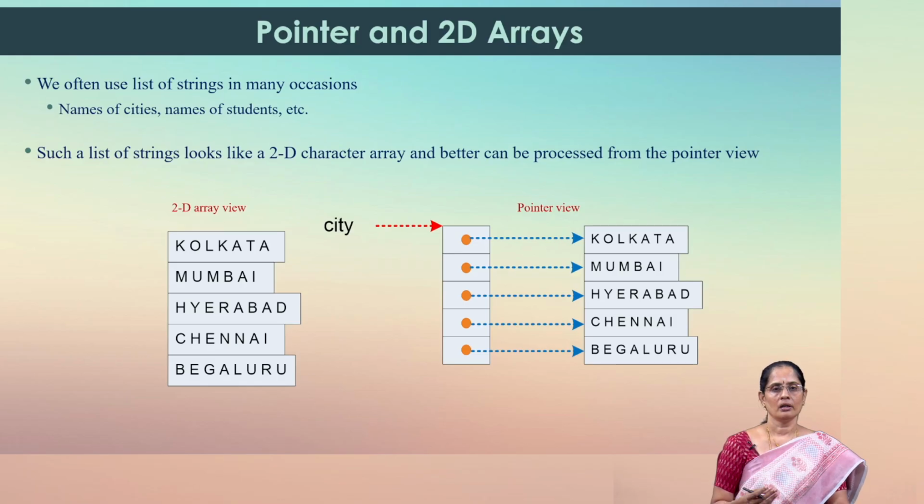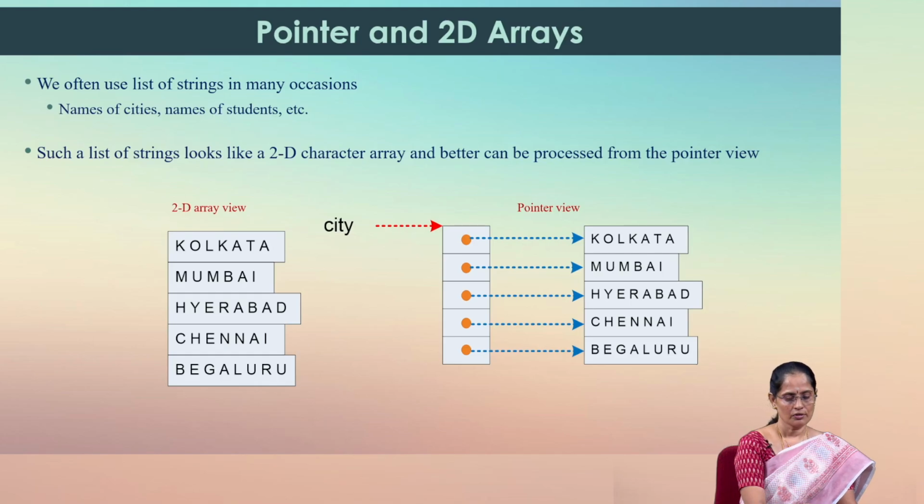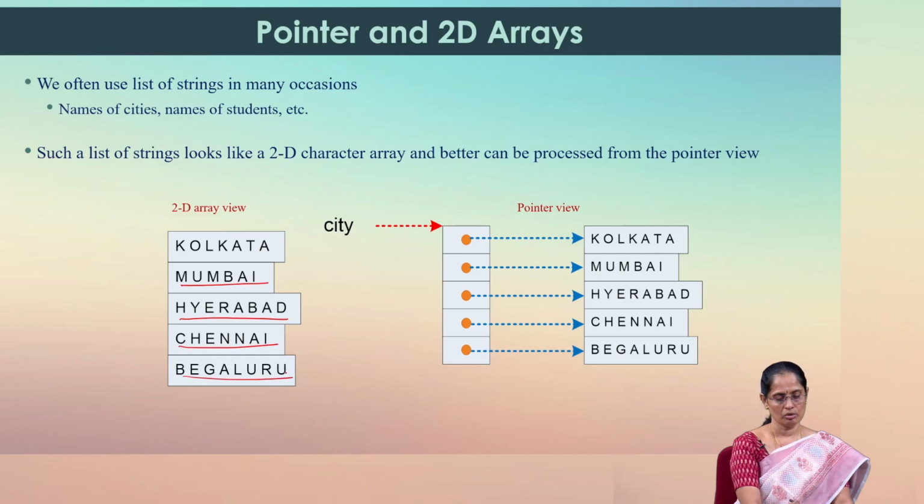We have already created a one-dimensional array of characters to represent a string. If you want a list of strings, then we need a two-dimensional character array. How can it create a list of strings? Say, for example, Kolkata, Mumbai, Hyderabad, Chennai, Bengaluru. These are city names which are going to be represented in the form of a two-dimensional array, right. So, we will create a pointer named city which will be pointing to the two-dimensional array.